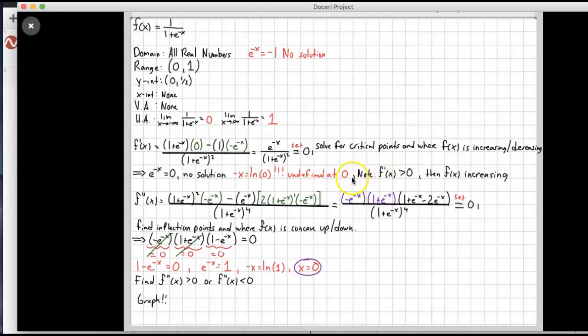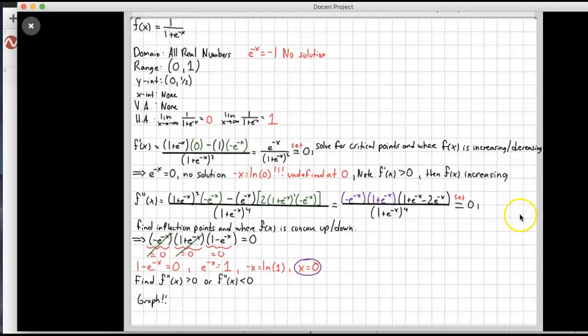But just note that even though we didn't find any critical points, this derivative function is always going to be greater than 0, because e to the negative x is greater than 0, and obviously what we have in the denominator is always going to be greater than 0 here. So therefore f of x is increasing over its interval.